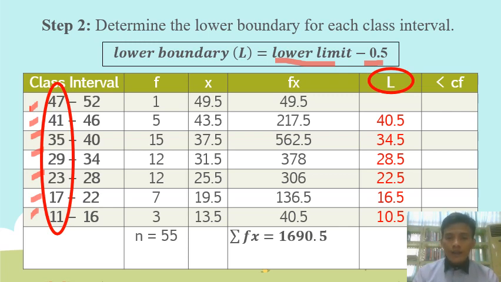So 47 minus 0.5, that will be 46.5. Same as here, 41 minus 0.5, that is 40.5. 35 minus 0.5, that is 34.5. 29 minus 0.5, that is 28.5. 23 minus 0.5, that is 22.5. 17 minus 0.5, that is 16.5. 11 minus 0.5, that is 10.5.